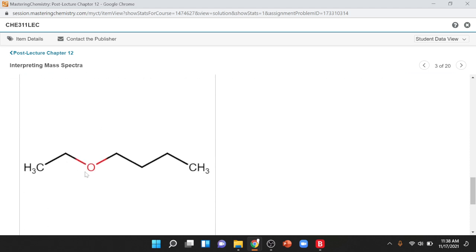So one side of the oxygen has a CH3, CH2. The other side has the remaining carbons, 1, 2, 3, 4 carbons. And of course, it has to end with a CH3, like you've gotten so used to. Does anybody have any questions or got lost anywhere?